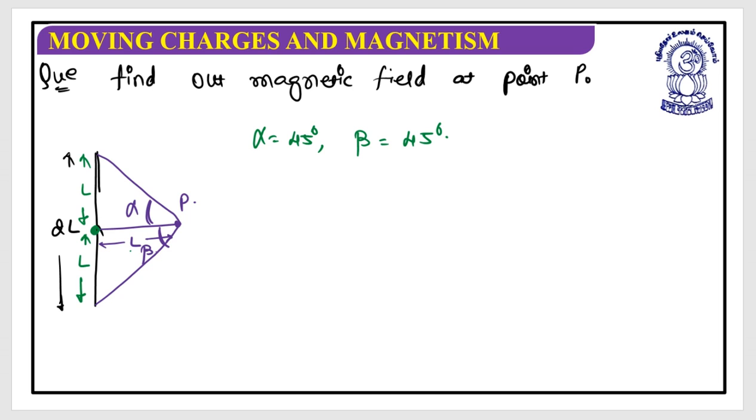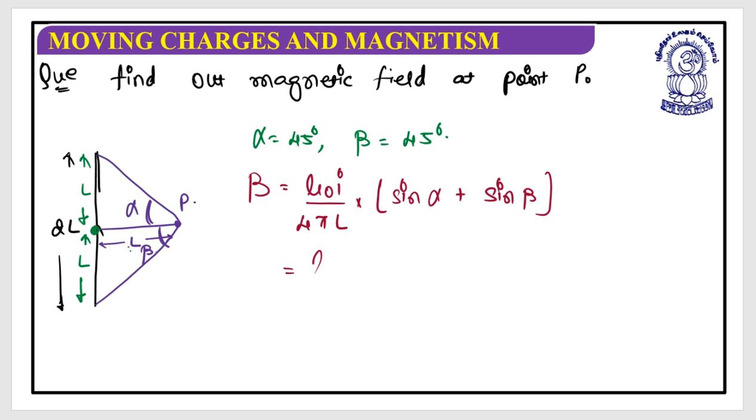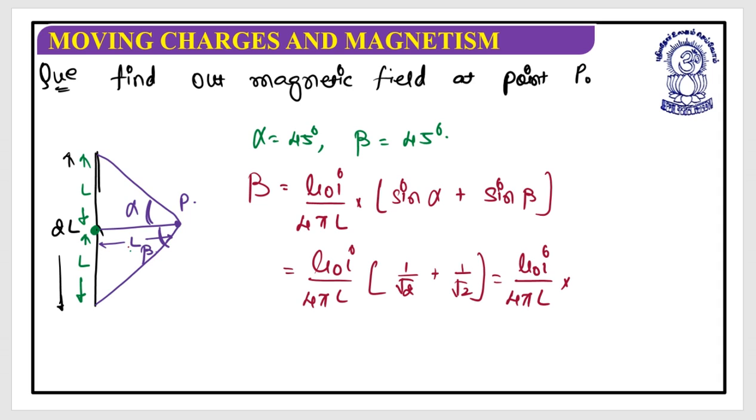So magnetic field B could be written as mu naught I by 4 pi, the separation is L, into sine alpha plus sine beta. This equals mu naught I divided by 4 pi L multiplied by sine 45, which is 1 by root 2, plus sine beta, which is 1 by root 2 again. So this equals mu naught I by 4 pi L multiplied by 1 by root 2 plus 1 by root 2, which is 2 by root 2.